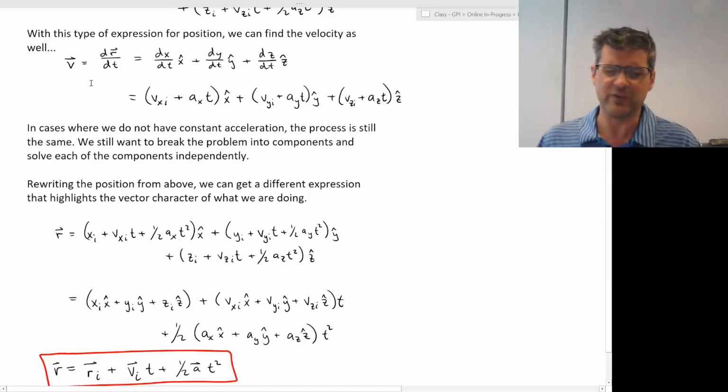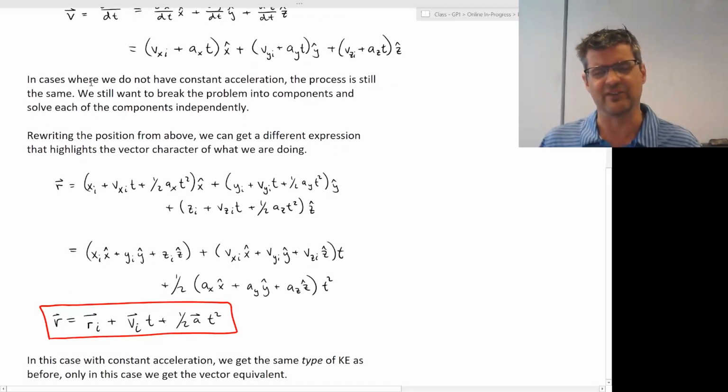But what if we wanted to rearrange terms and look at this differently instead? Well, we can take the xi, the yi, and the zi. Each of those has their respective x hat, y hat, and z hat with them. Well, why don't we just group all of those terms together? We get xi in the x, yi in the y, zi in the z. This is just the initial position.